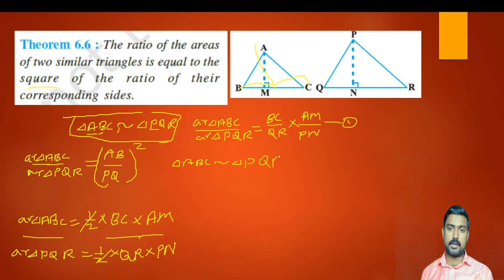Suppose two triangles are similar, it means their corresponding angles will be equal and corresponding sides are in the same ratio. So the corresponding sides are here AB and PQ. So AB by PQ is the first ratio, and the second ratio, the corresponding sides are BC by QR, and the third ratio AC by PR. So all these ratios are the same, means they will be equal. This we can give as equation number 2.